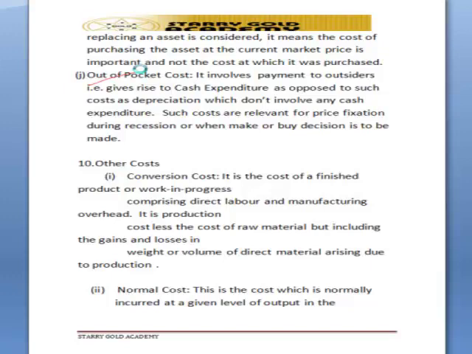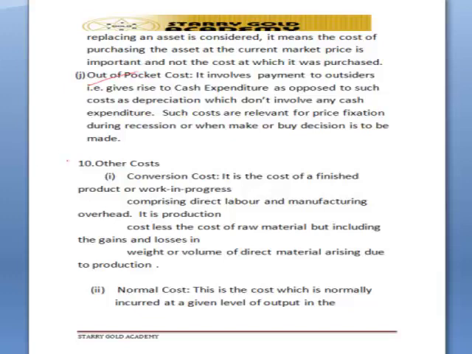Such costs are relevant for price fixation during a recession, or when a make or buy decision is to be made. They are very, very important. So we call them out of pocket costs. Depreciation does not constitute one, because there is no cash outflow for depreciation.